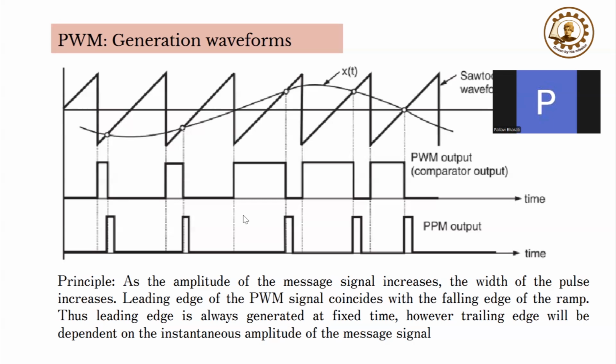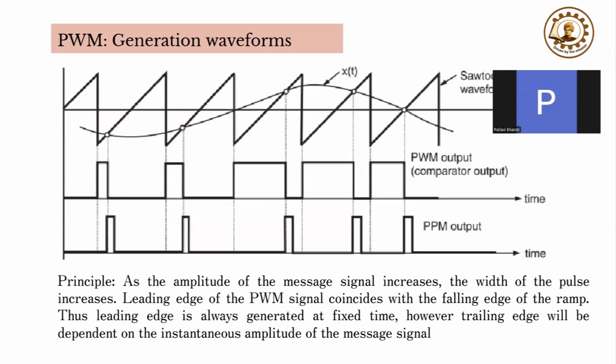First, as the amplitude is increasing, the width of the pulse, the width modulated signal, is increasing. Here you can see the amplitude is decreasing, so the width is decreased. Here, as the amplitude is increasing, the width is increasing. So we are keeping the leading edge of this pulse width modulated signal fixed and we are varying the trailing edge. The trailing edge varies according to the instantaneous amplitude of the message signal. This is the principle of PWM.